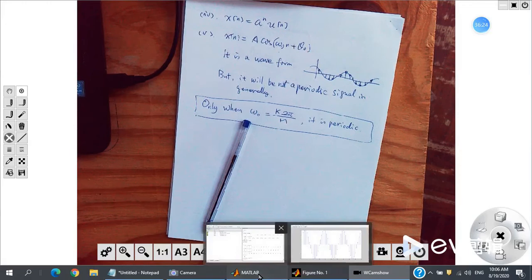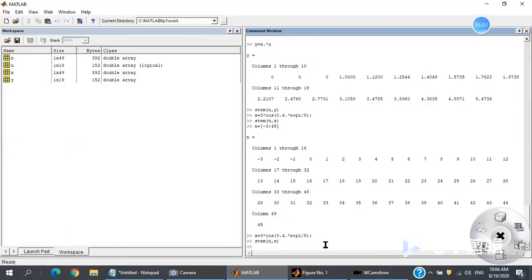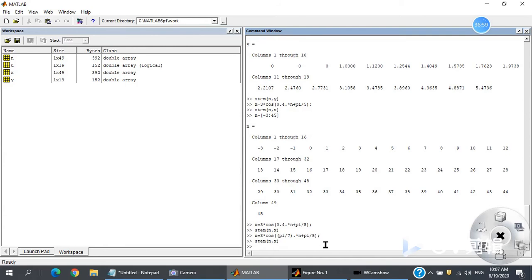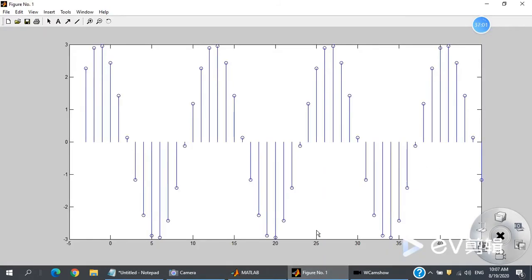We can have a look. Like here, I have x equal to this one. Before I used 0.4, but now I use pi over 7 times n, for example. This is a different x, a different omega 0. We can see how it looks like, the stem plot of this x. Okay, this time it is periodic.